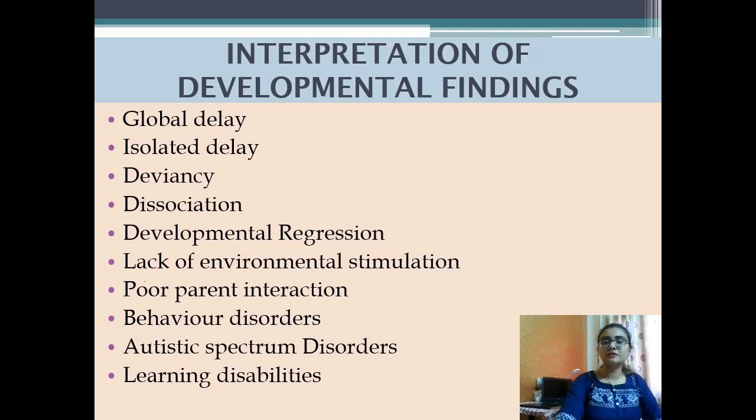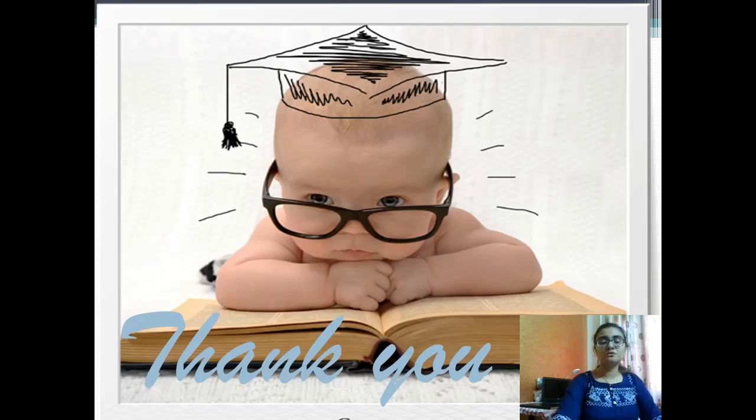Yes, like deviance and dissociation and developmental regression are generally used, and global delay. These are generally used terms when you read down the prescription slip of a doctor. They generally use these terms. So this is all when we talk about growth and development in children.